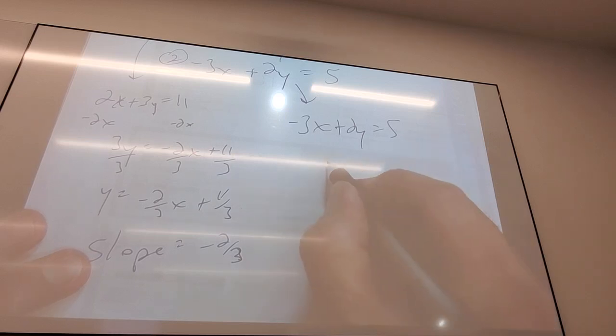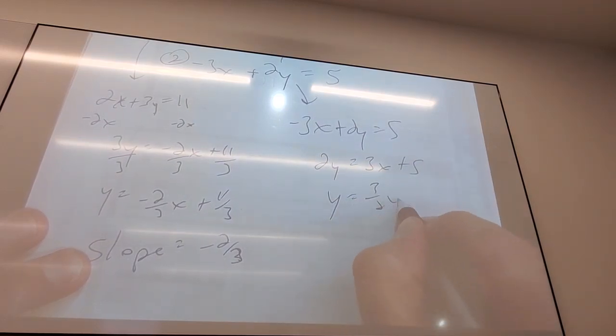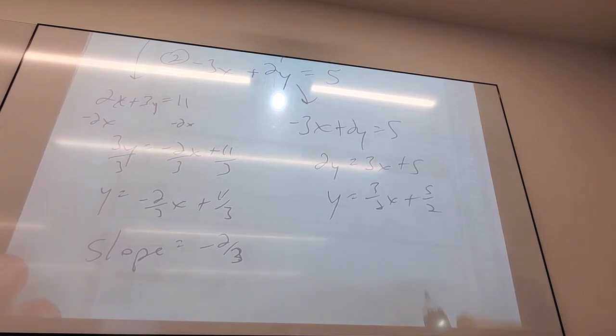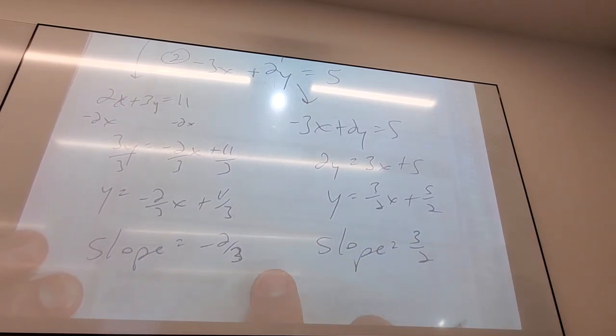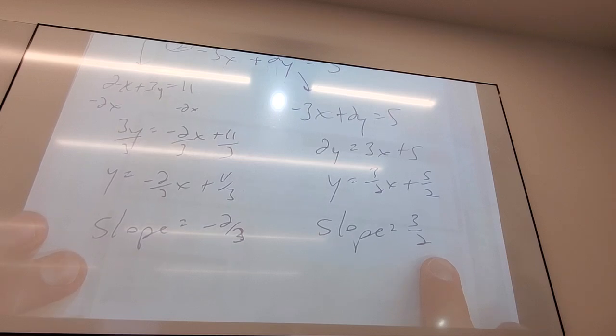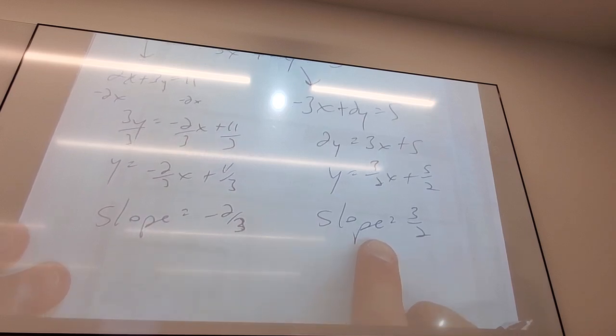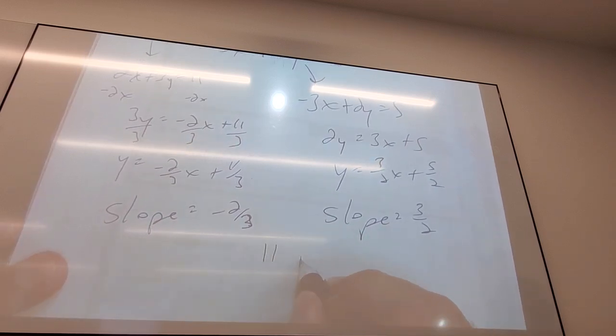What'd you guys get? I like it. So this guy's slope is 3/2. Are these parallel? Listen to me, guys. Are those parallel? No. Hell no. Are they perpendicular? Yes. Parallel? No. Perpendicular? Yes.